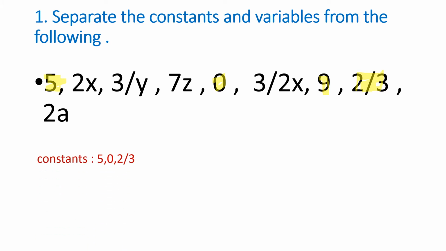So what are the constants that we get? 5, 0, 2 by 3 and one more is there, isn't it? 9. So I missed out 9. I'll just write it out. And 9. Okay. And then which are the variables? Variables are 2x, 3 by y, 7z, 3 by 2x and 2a. So these are the variables.